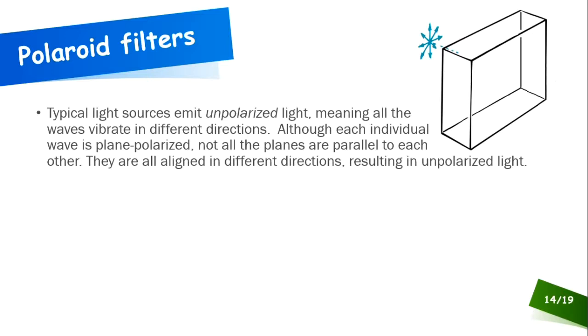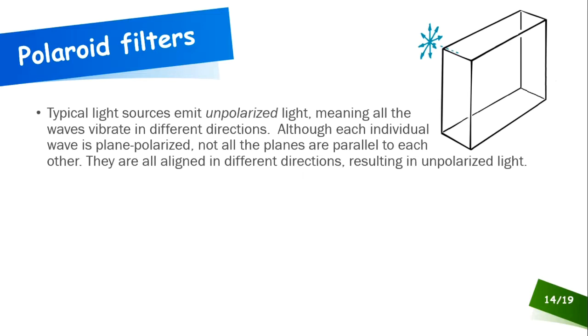This brings us to polarized filters, because typical light sources are emitting unpolarized light. So you've got light that's vibrating, with the electromagnetic wave, the electric field, vibrating in different directions. It's vibrating across multiple planes that actually extend around the full 360 degrees. So not all these planes are going to be parallel to each other. They're in different directions. And this is what gives us unpolarized light.